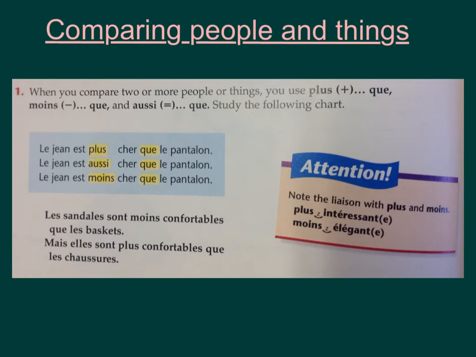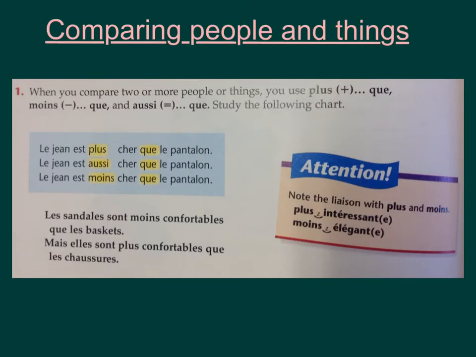Okay, so now we're going to talk about comparing people and things. So there are four important words that you need to remember when making a comparison. You have plus, moins, aussi, and then after each of those you have que. Okay, so this is the construction of it. So in order to compare, let's say this first one, we're comparing le jean and le pantalon. Okay, and we're comparing the cost.